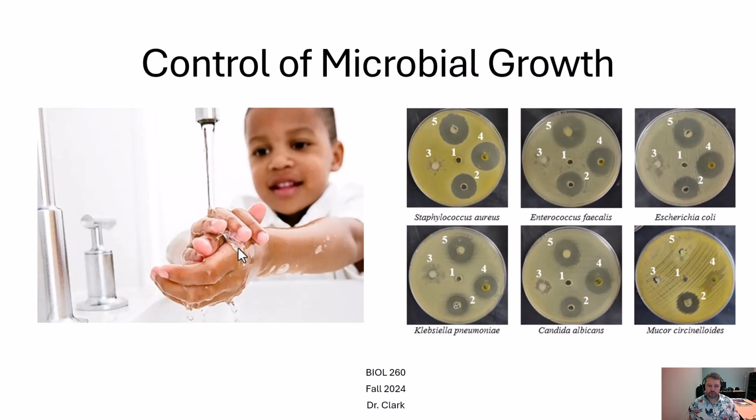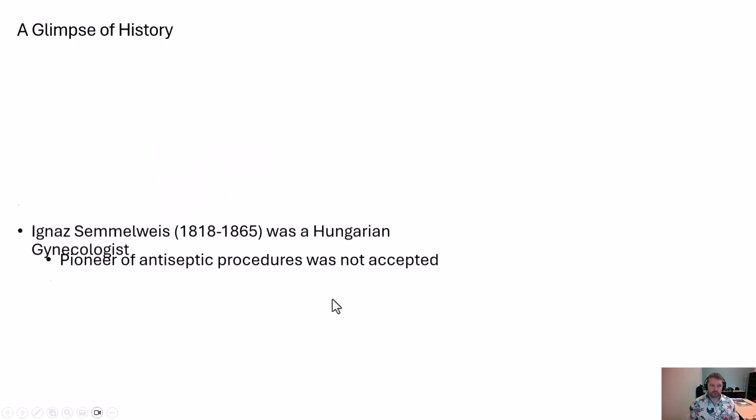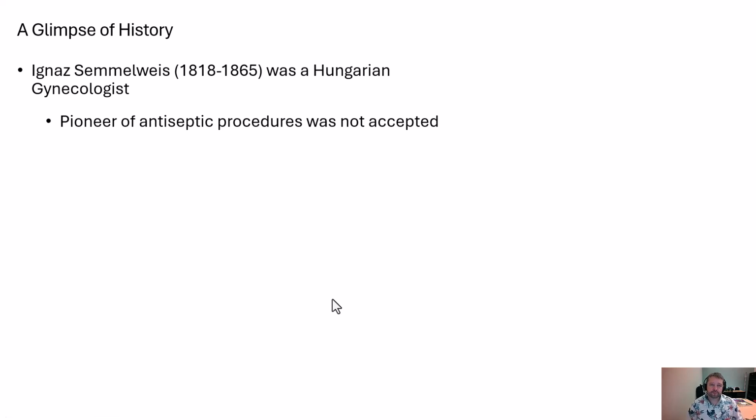Of course, we know a lot more about hand washing and antibiotics in today's society, but let's jump back to a glimpse of history, and we'll talk about one individual, Ignaz Semmelweis, who was a Hungarian gynecologist. He was at the forefront, you could say, of determining why people were getting sick and dying during childbirth, and why their children were being infected and dying in the facility that he was working in.